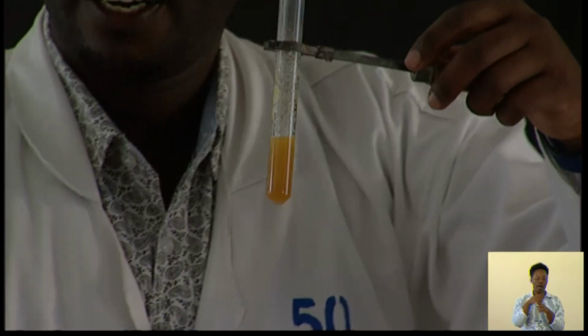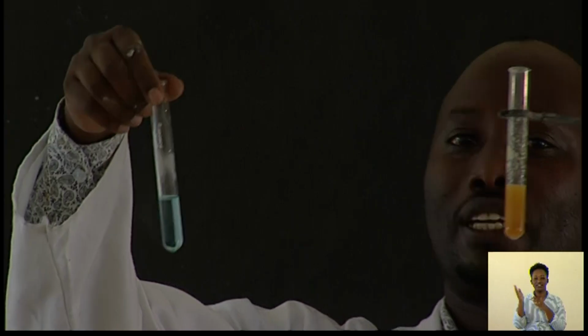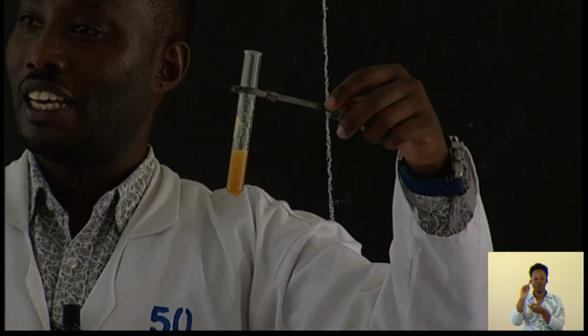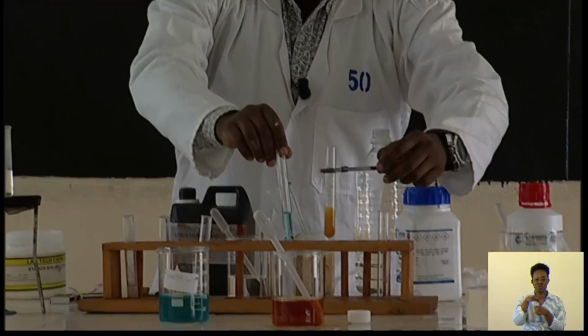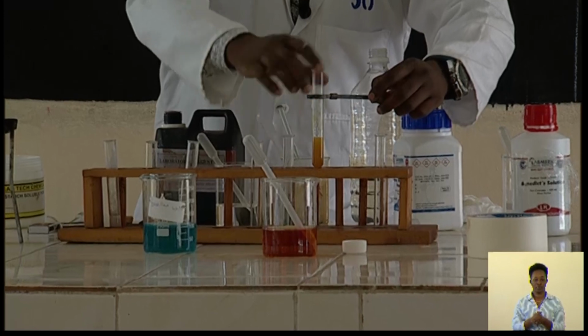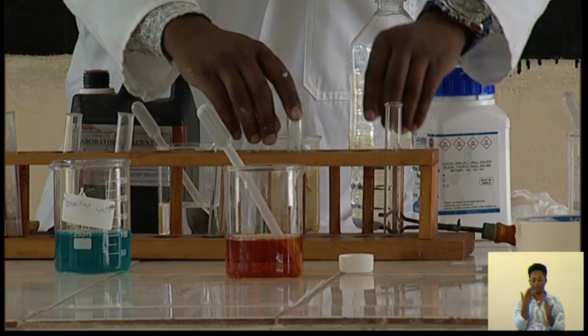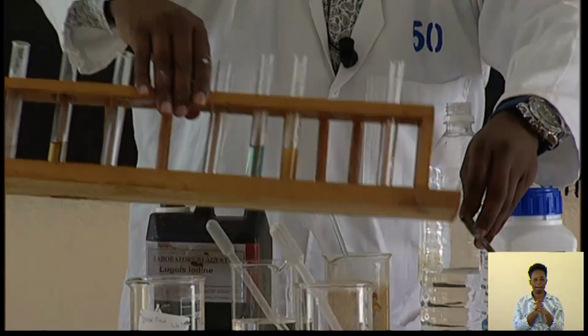But in this one, the color of the Benedict's solution persists. What does it mean? It means that here, there's the presence of reducing sugars, and here, there's absence of reducing sugars. We can make a conclusion. We have done two practical lessons. I think you have seen it, and everybody can try to observe from in front of you.